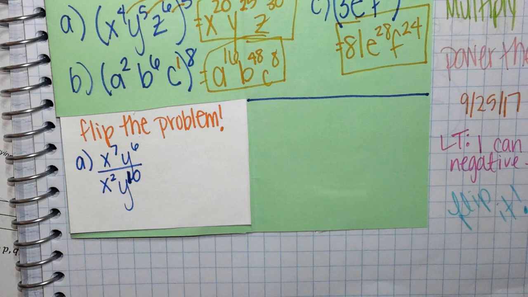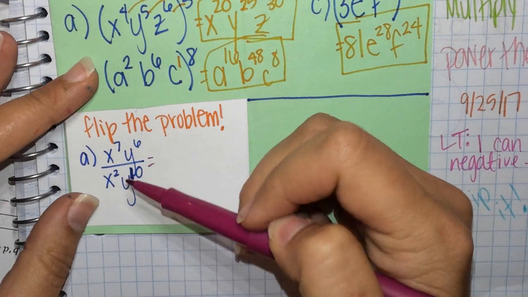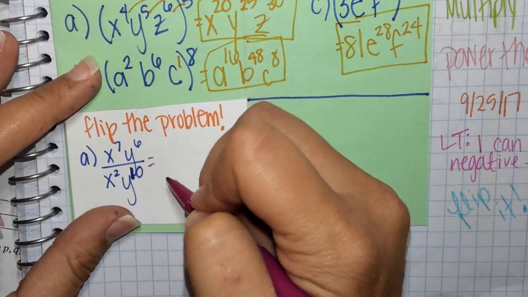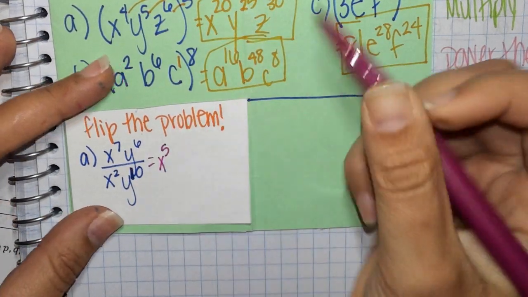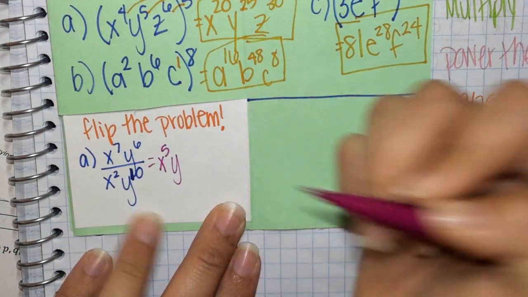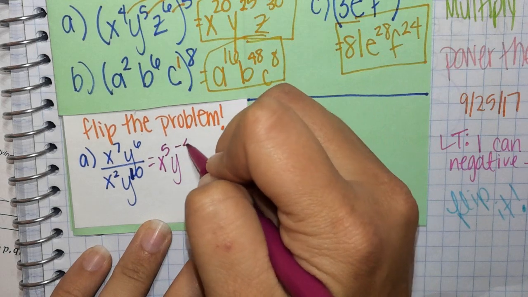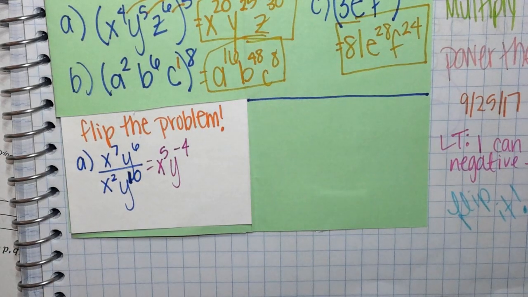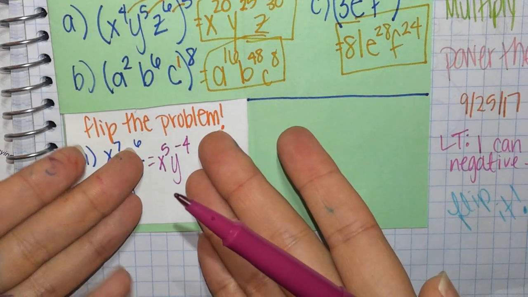When we divide like bases, what do we do to the exponents? We subtract. Alright, so what's 7 minus 2? 5. Okay. What's 6 minus 10? Negative 4. Now, can we have a negative exponent? No. So where does our problem go?